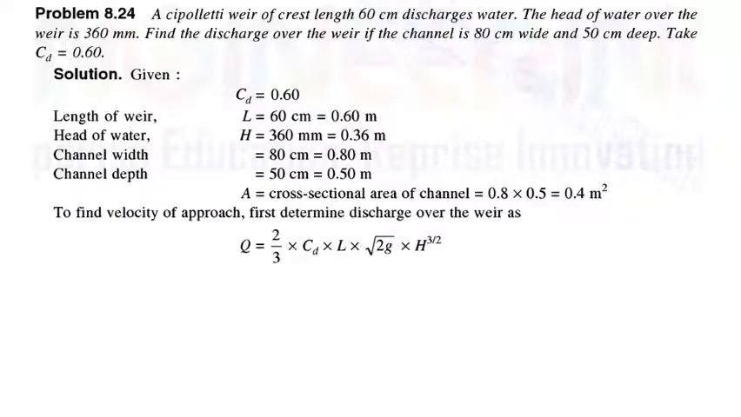In this question, the area of the channel can be found out, because the width and the depth are given. So using the area, we can find out the velocity of approach and then the discharge using the velocity of approach. For that, first we have to find out the discharge using the equation which we know.